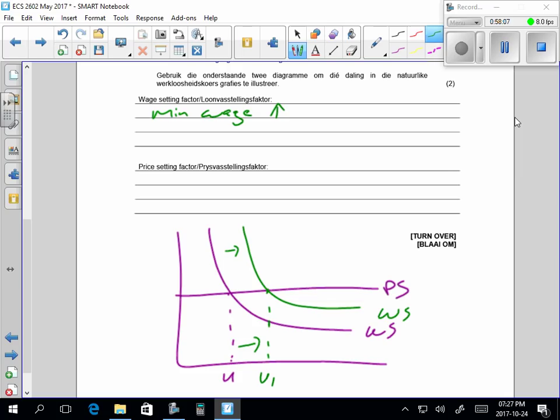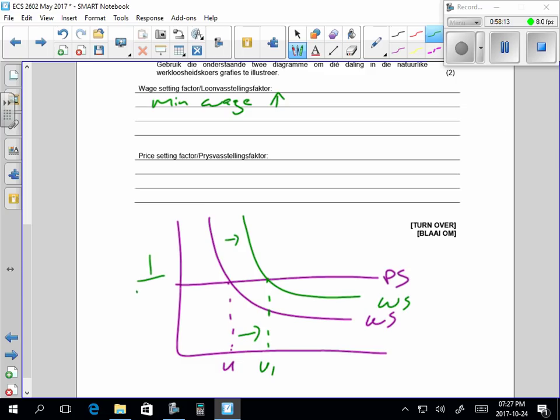All right, your price setting relation is 1 over 1 plus the markup. Because it's 1 over 1 plus the markup, an increase in the markup of firms will shift the price setting relation downwards. A decrease in the markup of firms will shift it upwards. So that's the only factor that would shift the price setting curve, the markup. And in this case, if unemployment were to increase, the markup were to increase.